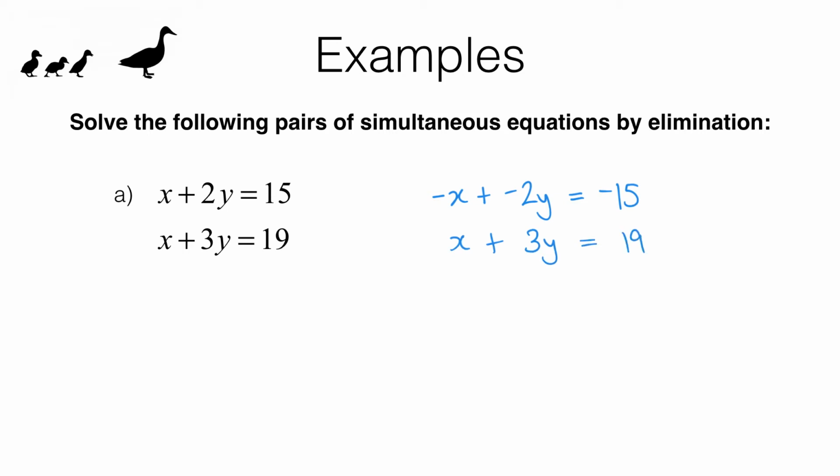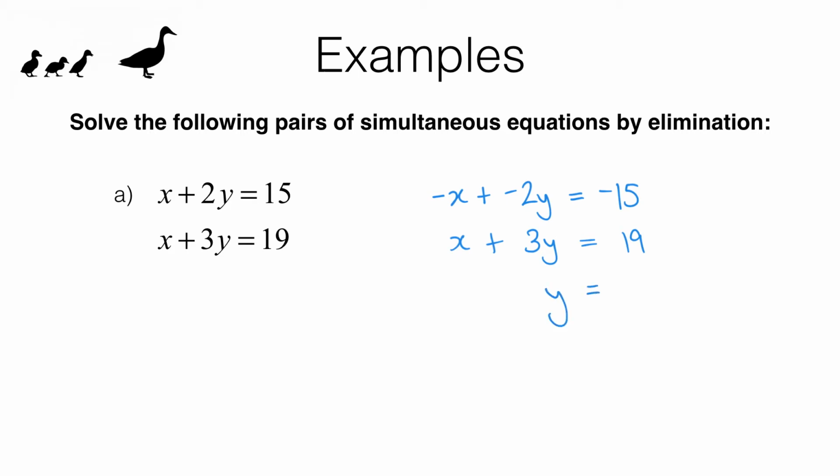Now, do you see how we've turned this pair of equations into ones where we can add them together? Hopefully you'll notice that the negative x and the x will eliminate when we add these two equations together. Let's do that now then. I'm going to have negative x minus 2y plus x plus 3y. The negative x and the x eliminate. The negative 2y plus 3y gives me positive 1y, or just y.